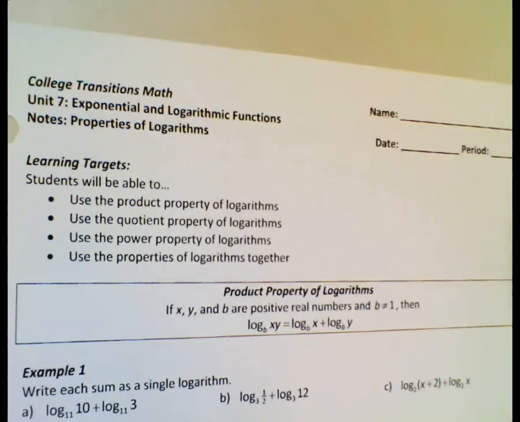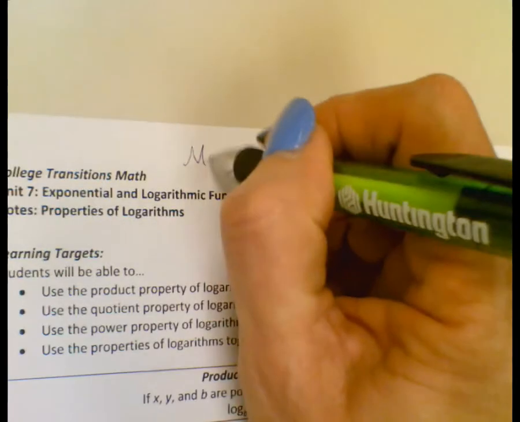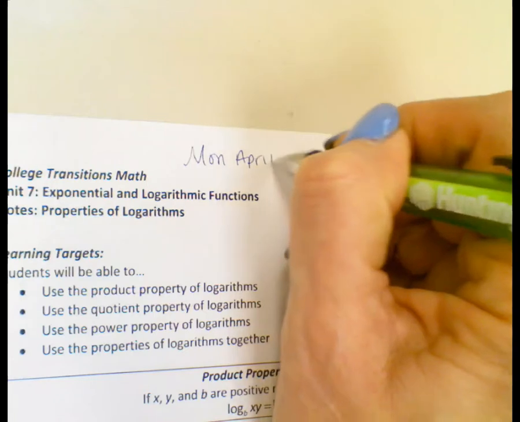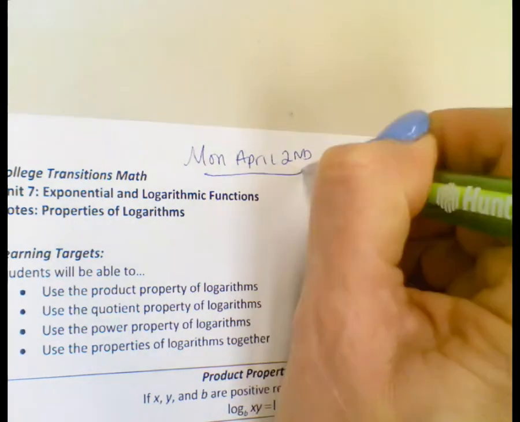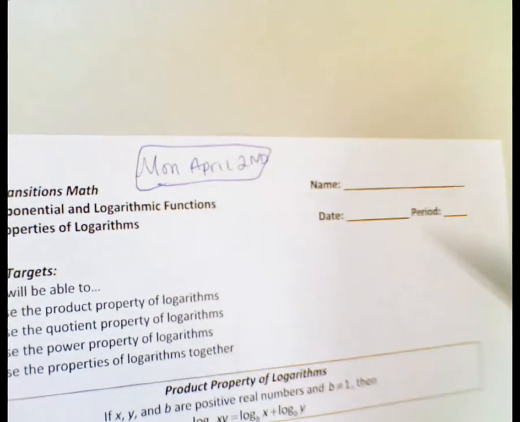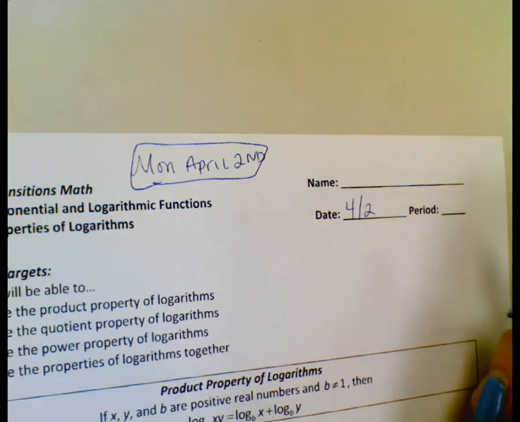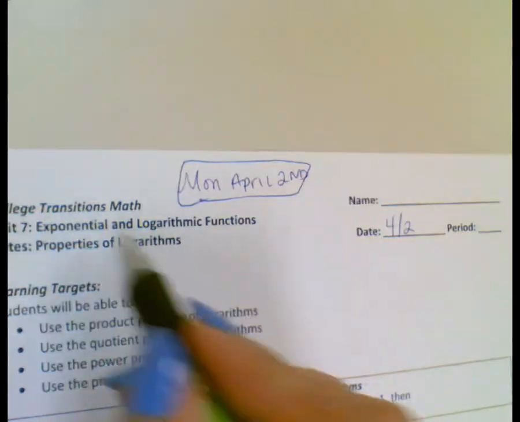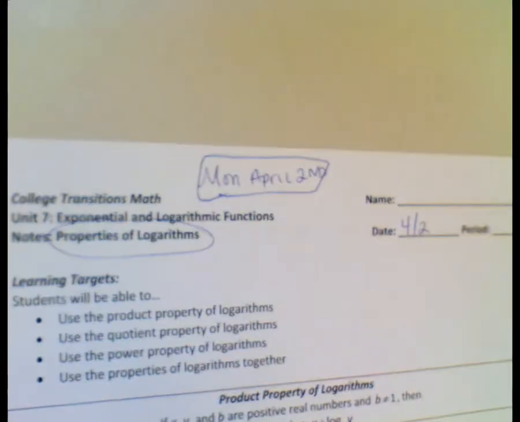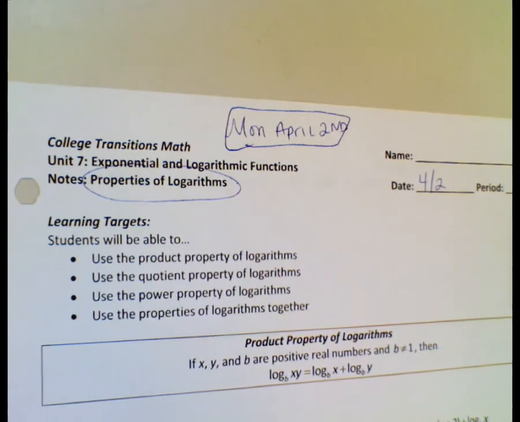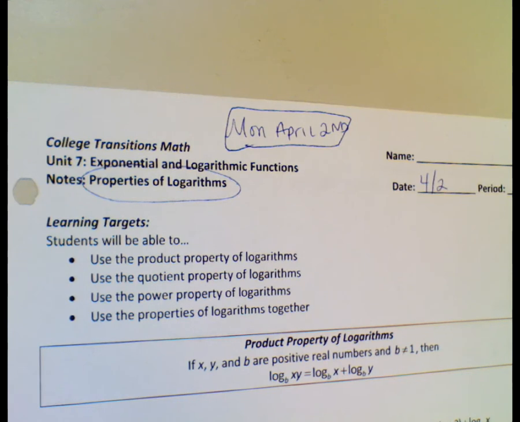So this is Monday. Today is Monday, April 2nd, if you're wondering what day this is. Today is properties of logarithms. Very important lesson on logarithms. It helps you simplify logarithms without using a calculator. Just little things like if you have long ones, you can condense them, or if you have one logarithm, you can express it as several logarithms. So you learned these in Algebra 2, and we're going to do it again.